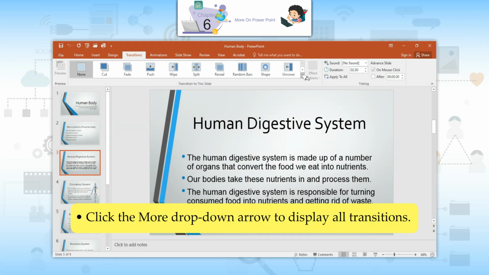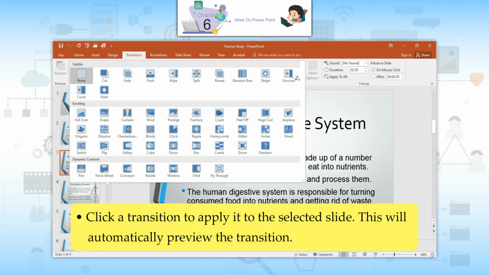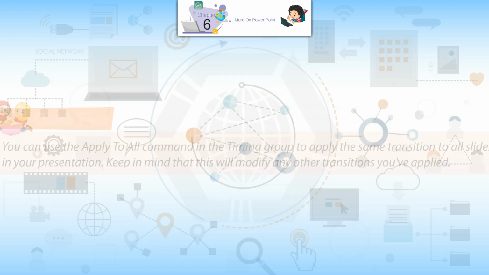Click the More drop-down arrow to display all transitions. Click a transition to apply it to the selected slide. This will automatically preview the transition.